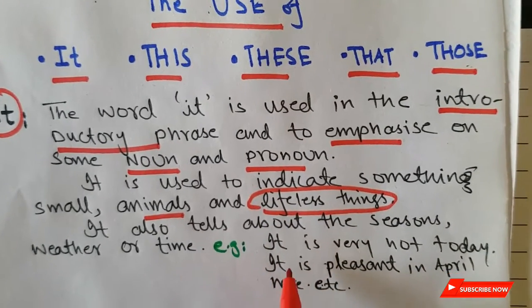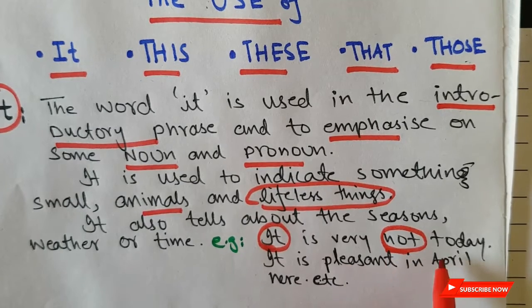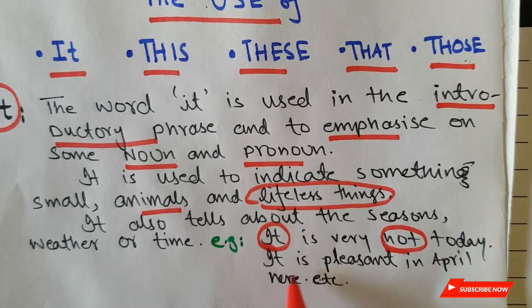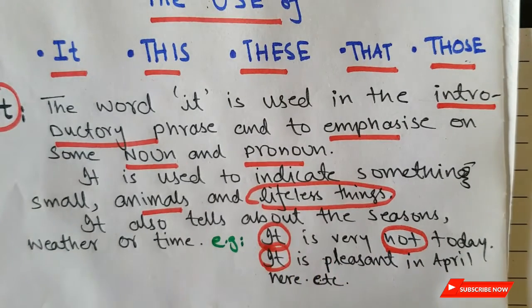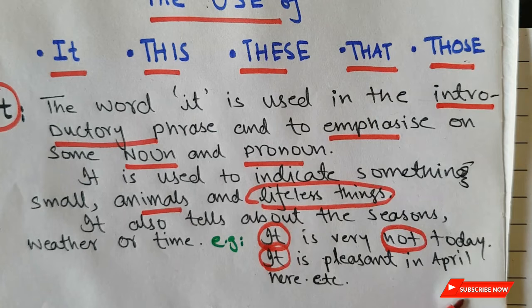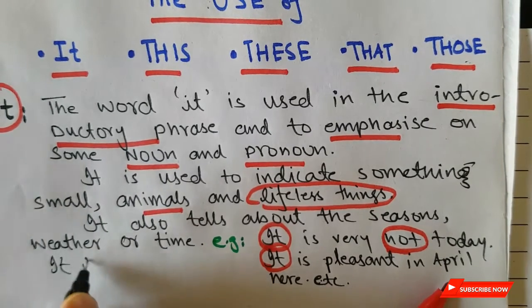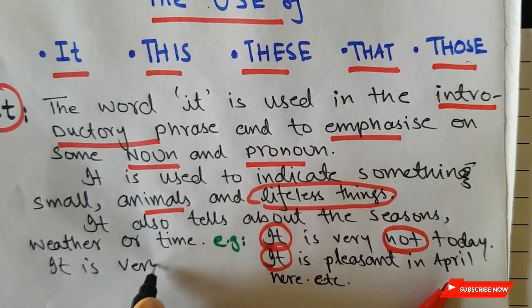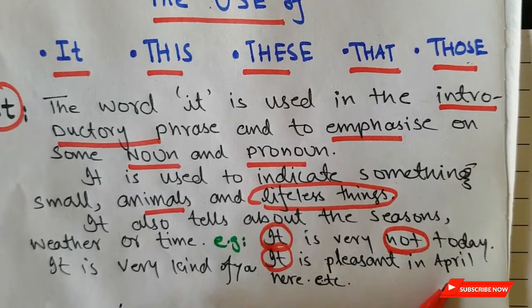We have given the example here that it is very hot today. It is very hot today. Similarly, the other example, it is pleasant in April here. So we can give some other examples to you. I will write here, for example, it is very kind of you. Very kind of you. This is another example.